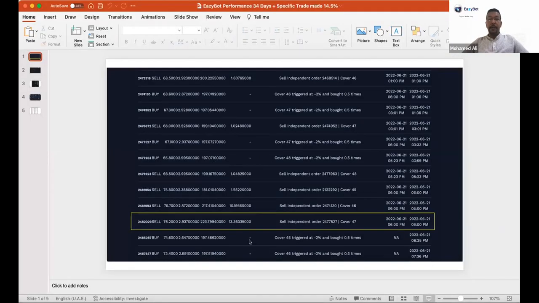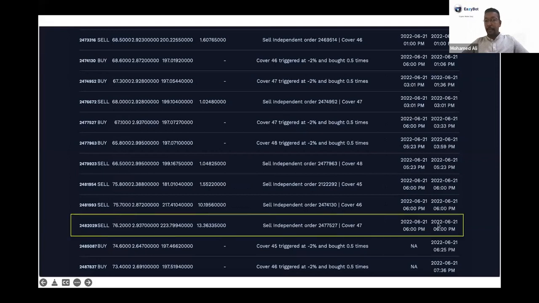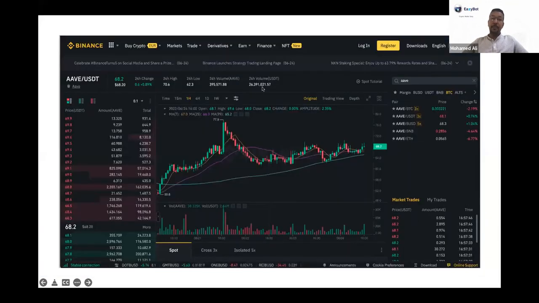Yeah, so this is the trade. And if you look at the time exactly when it was opened, this is cover 47. So we're talking about this one here. It was opened at 3 p.m. on the 21st, and it was closed at 6 p.m. on the same day. So let's look at that in the graph. When I opened the chart in Binance, I saw this. And if you look at the time, it's almost the same time and the same day when that trade happened.